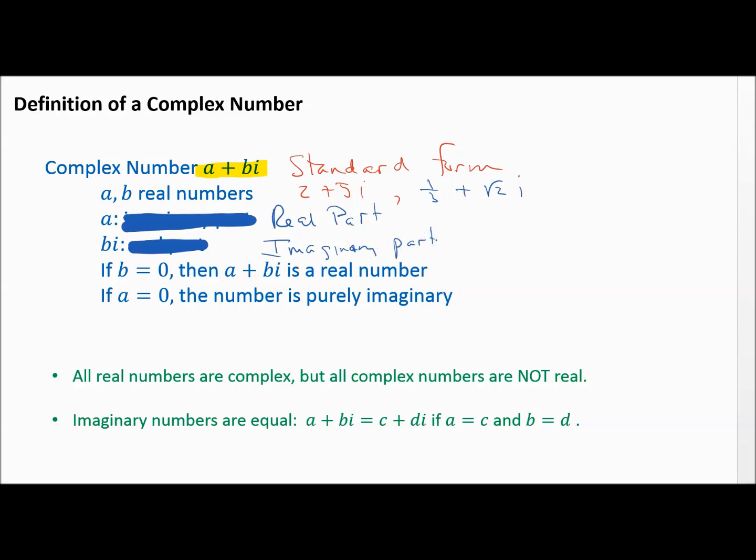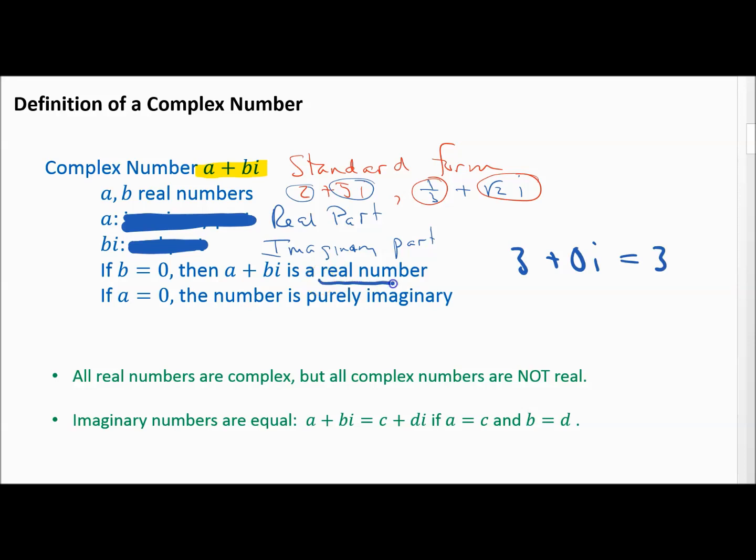Okay, so then at A, again, in this part, 2 is the real part, and 5i is the imaginary part. Or on the next one, 1/3 is the real part, and the square root of 2i is the imaginary part. Now, if we go on, it says if b is 0. Let's see what that would look like. If I wrote a number down where b is 0, that might be 3 plus 0i. Well, 0i is just 0, right? That would just give me 3.